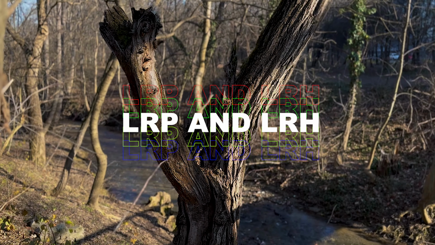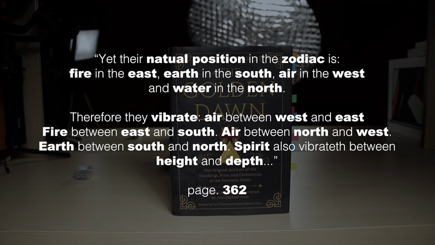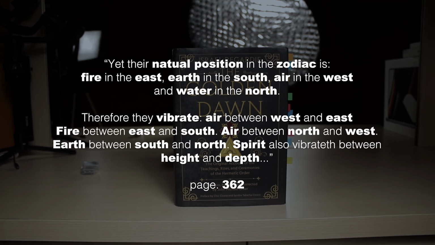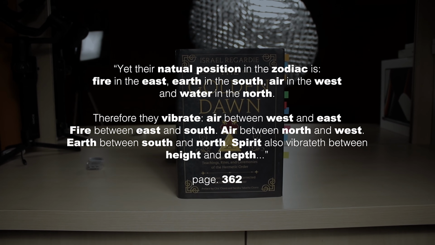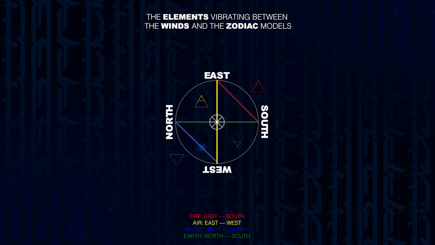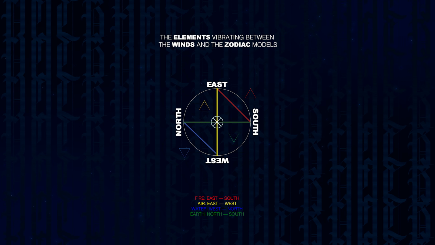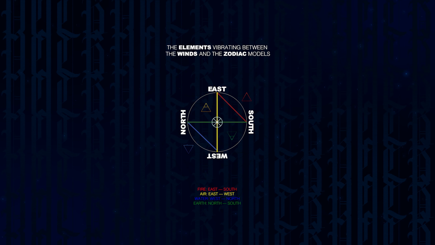Considering the Golden Dawn, using the winds and the Zodiac model makes the elements vibrate between their places in micro and macrocosm. That is fire between east and south, air between east and west, water between west and north, earth between north and south, and spirit between depth and height. As explained in part 2, that creates some sort of infinity shape, and this is why, in my opinion, some scholars say that the two models complement each other.